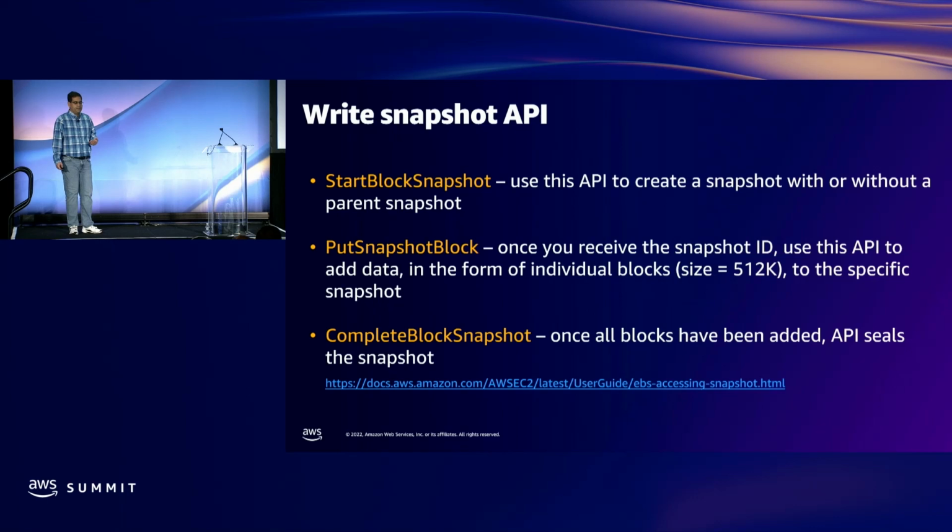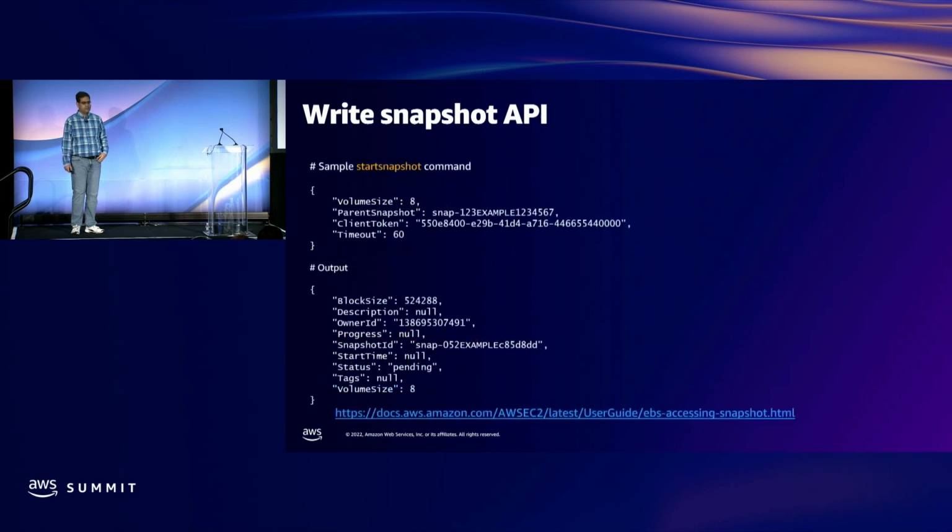So what is the API? Really, on the right side, there's 3 APIs. You can start a block snapshot, you can put snapshot block, and then complete the block snapshot. So those are the 3 operations. You can start, put blocks in, and then complete that block snapshot. Here's what the JSON looks like. So it's a simple start snapshot command. You put blocks in, and you have the output that is going in.